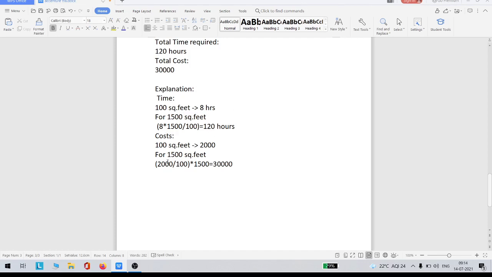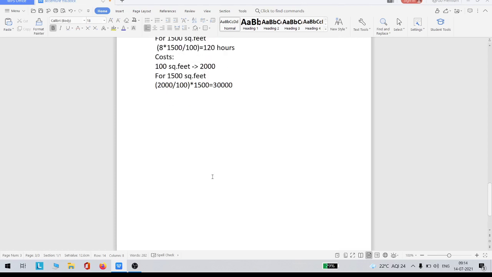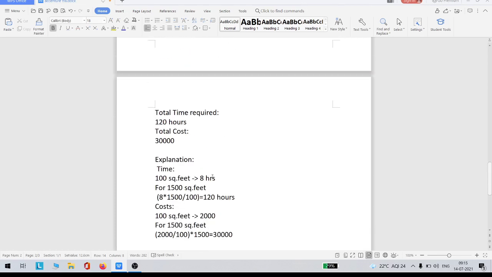And for the cost, for 100 square feet it is 2000 rupees. For 1500 square feet, how much is it? 1500 into 2000 upon 100, right? That will be 30,000 rupees. So this is the total cost. They have clearly mentioned the steps and how to calculate all this. This is such a pretty easy thing.